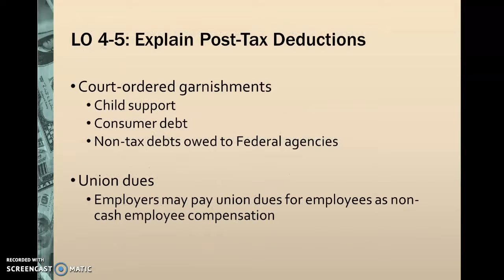All right, learning objective number 5. This is post-tax deductions. These are court order garnishments that come off your payroll check, which is post-tax, so it's after taxes. Some examples are child support, consumer debt, and any non-tax debts owed to federal agencies. There could be possible union dues, which the employers pay union dues for the employees as a non-cash employee compensation. And this is covered on page 126 and 127 in your book.